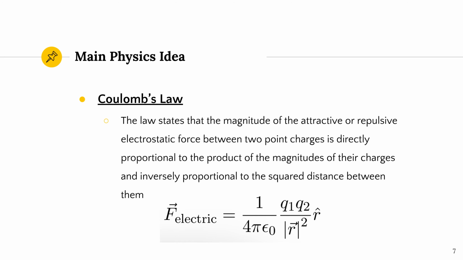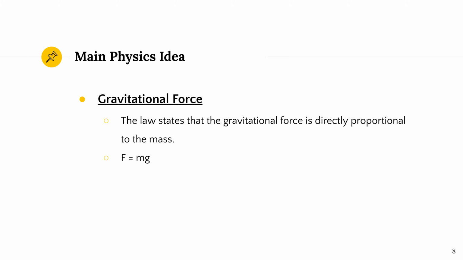There are two main physics ideas. First is Coulomb's law, which states that the magnitude of the attractive or repulsive electrostatic force between two point charges is directly proportional to the product of the magnitudes of their charges, and inversely proportional to the square of the distance between them. The second one is gravitational force, which states that the gravitational force is directly proportional to the mass.